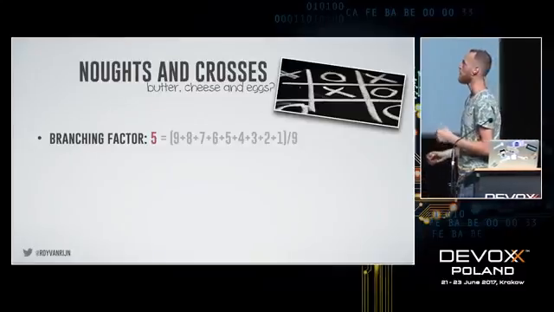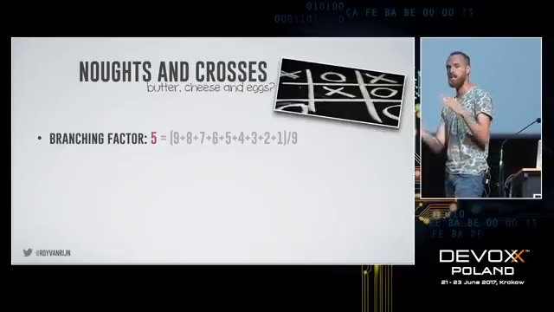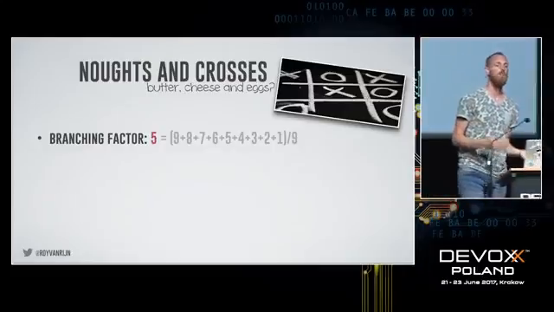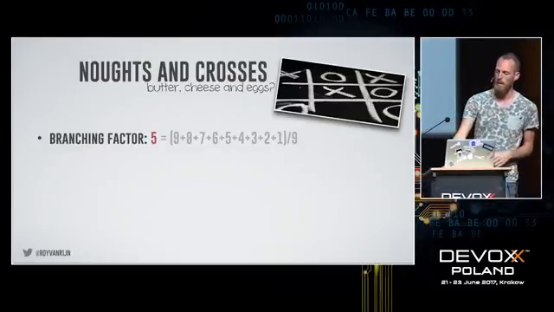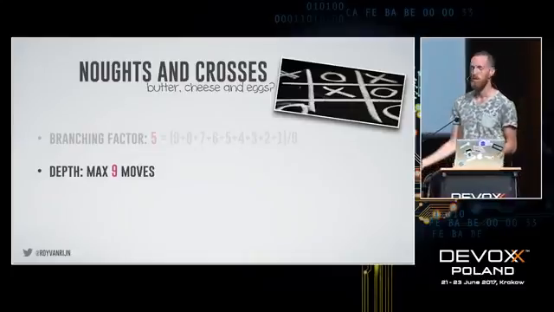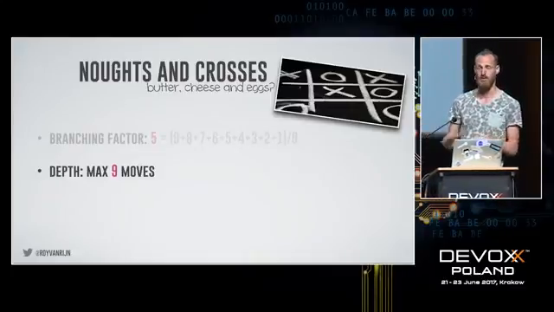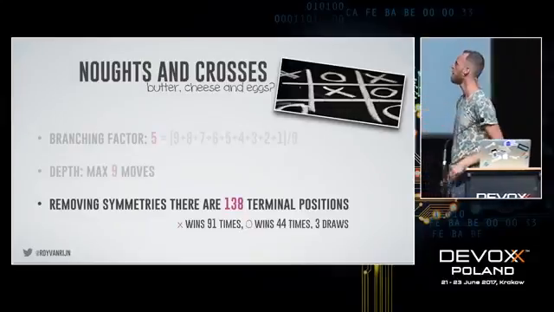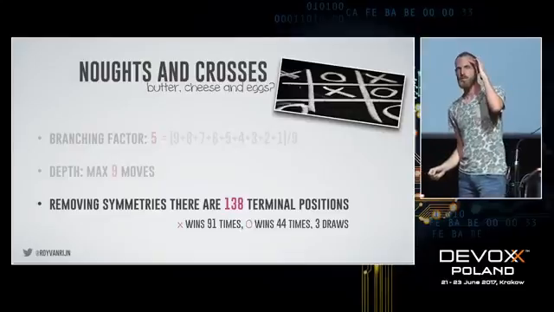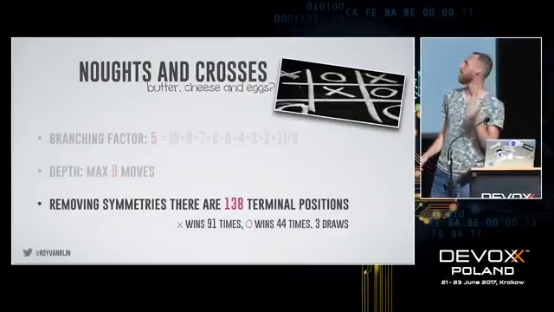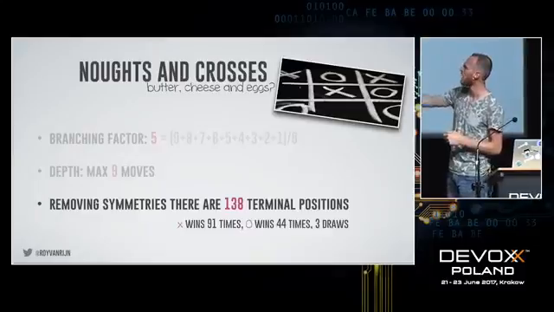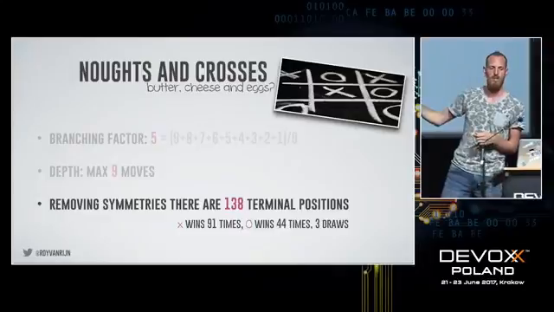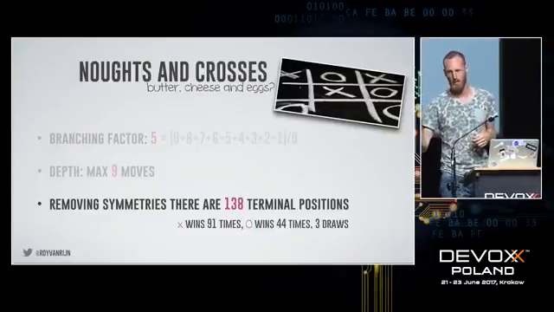The branching factor of this game is 5. So the first time you get 9 different moves, then you get 8 different moves, then you get 7 different moves. But on average, it splits into 5. The maximum depth obviously is 9, because after 9 moves, the board is filled. And if you remove all the symmetries, there are just 138 different terminal positions. And interestingly, if X starts, X wins 91 times, the Nought wins 44 times, and there are just 3 possible positions which end up in a draw.